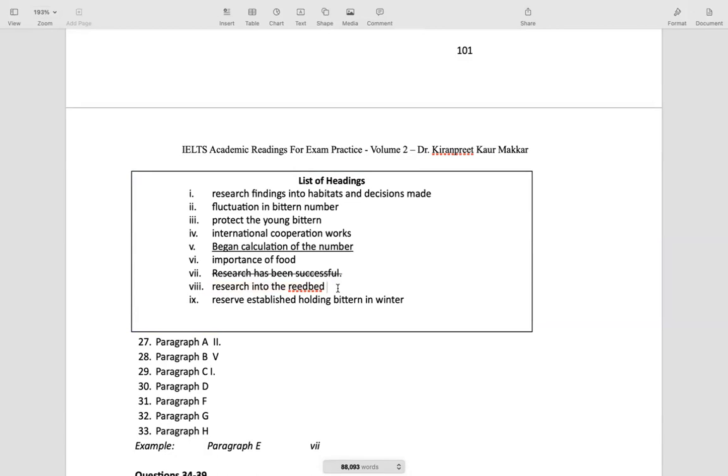Reserve establishment? No, not talking about the winters. And it's reserve. Reserve is like a protection place, like a park which is protected. So the answer that makes sense is 8. There's no other option. It's research into the reedbed. Okay. Good. Next. Who wants to do next now?